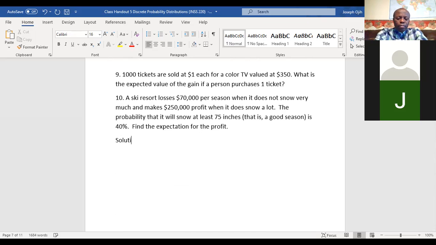Let's see. Solution. A Ski Resort loses $70,000 per season when it does not snow very much, and makes $250,000 when it does snow a lot. Now, the probability that it will snow at least 75 inches, that is a good season, is 40%. Find the expectation for profit. Okay. Solution.